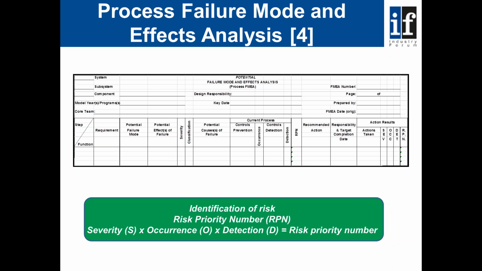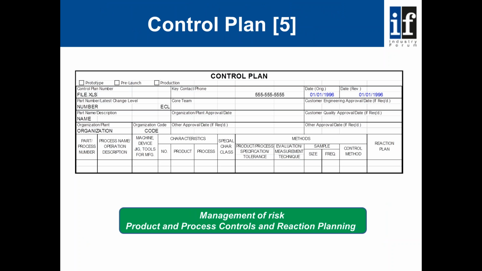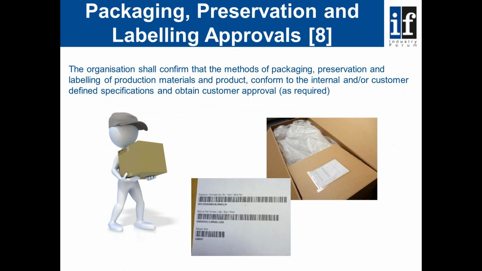Both the results of the DFMEA, the process flow and the process FMEA then feed into the control plan, and in simple terms then the control plan is how we control the risks that we've identified in the DFMEA and PFMEA. And again, one of the key things about the control plan is the management of key characteristics.